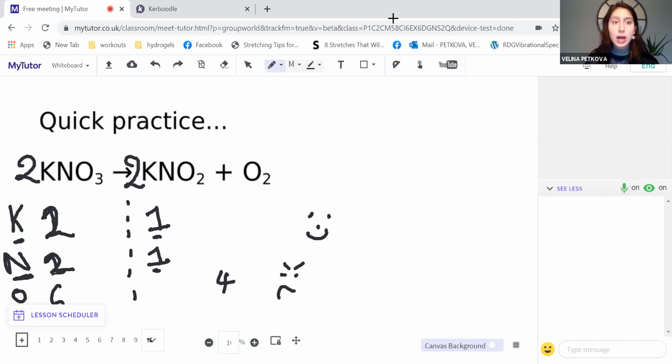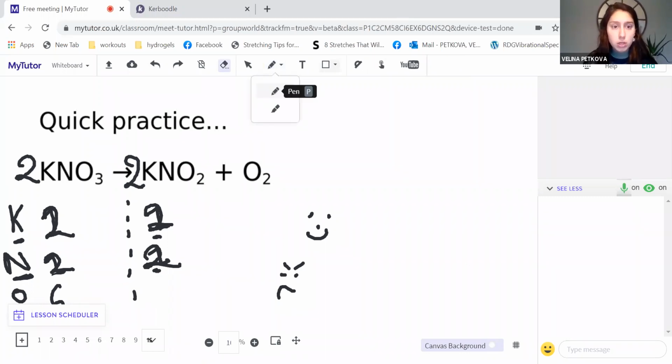Brilliant. Okay. So now how many potassiums do we have on the right? We're happy. We've got 2. How many nitrogens do we have on the right? We're happy. We also have 2. And how many oxygens do we have then? Can people tell me how many oxygens we have on the right? Yeah, exactly 6.